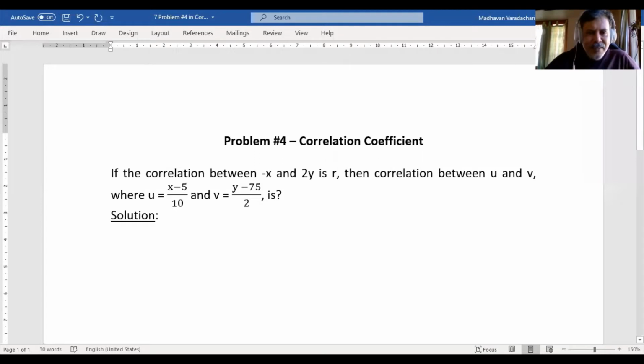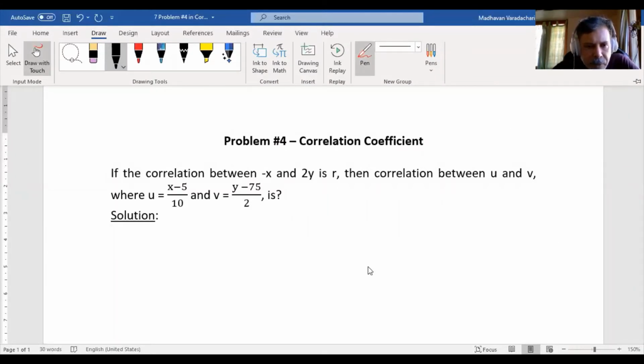Hello everyone. So question number 4 or problem number 4 in correlation coefficient. It is given that if the correlation between negative x and 2y is r, then what is the correlation between u and v, where u is equal to (x minus 5) by 10 and v is equal to (y minus 75) by 2? So how do we do this?